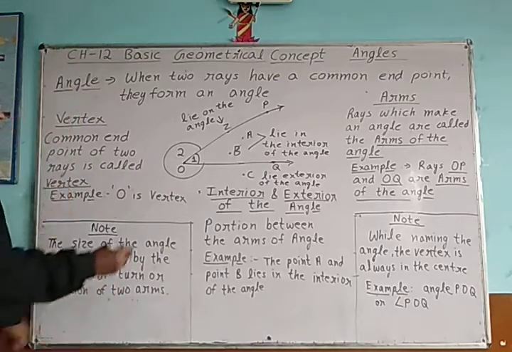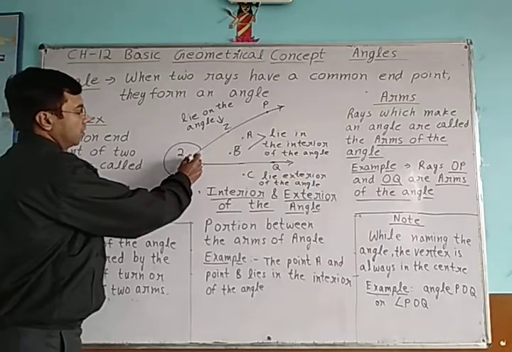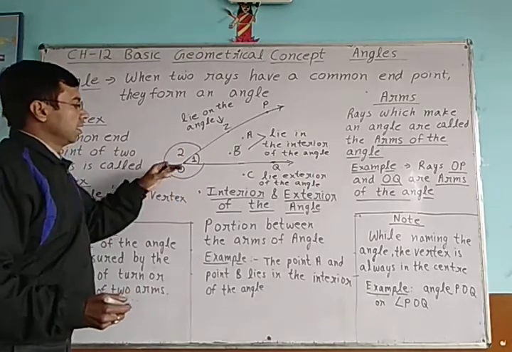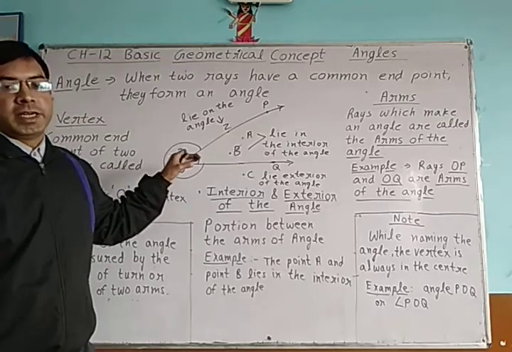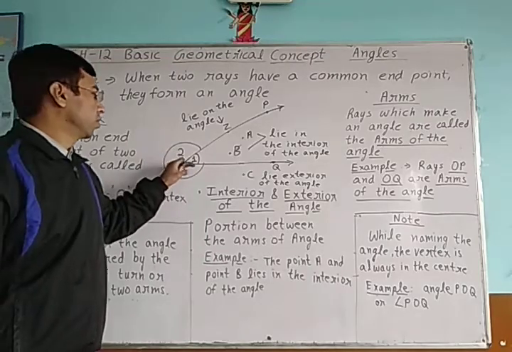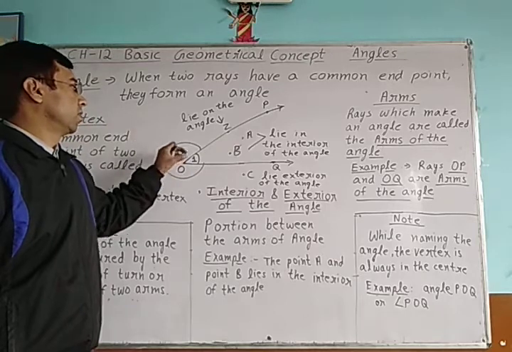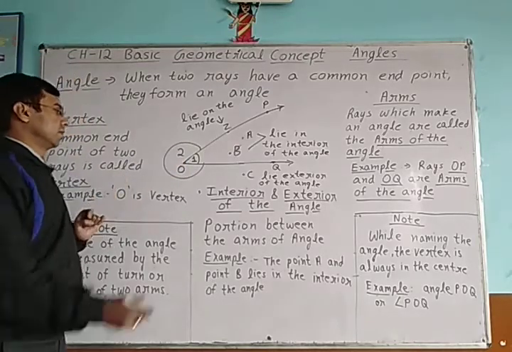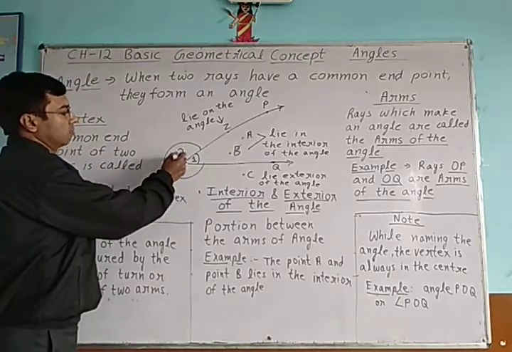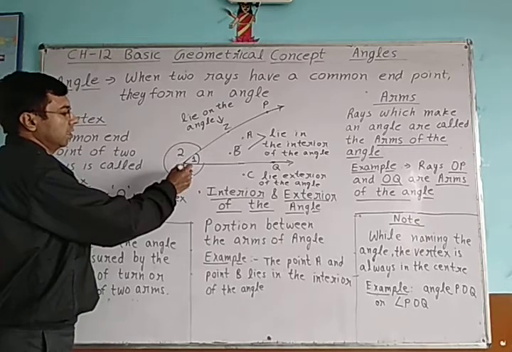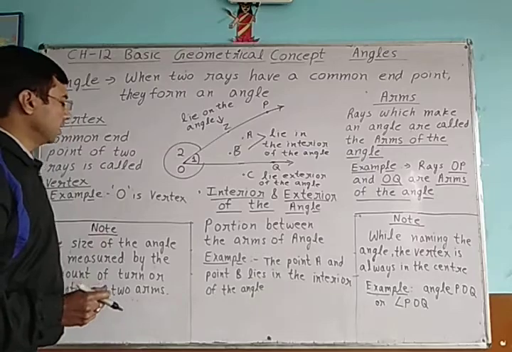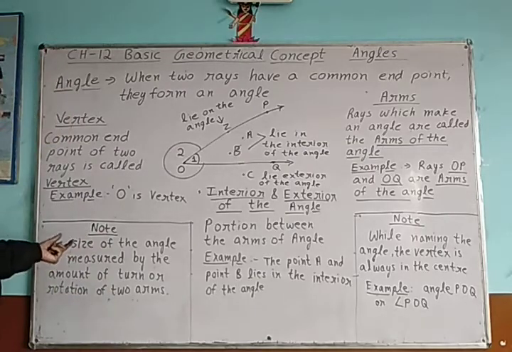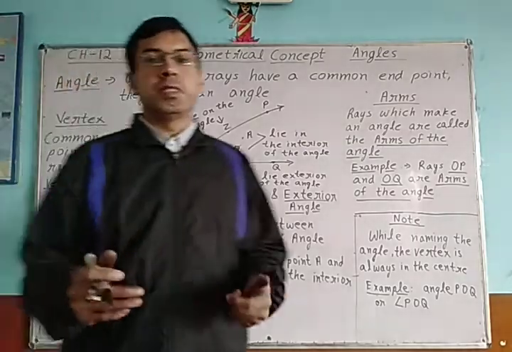Now this is angle 1. Angle 1 is called the interior angle because it lies inside the two arms, and angle 2 is the exterior angle because it lies outside the angle. Clear?